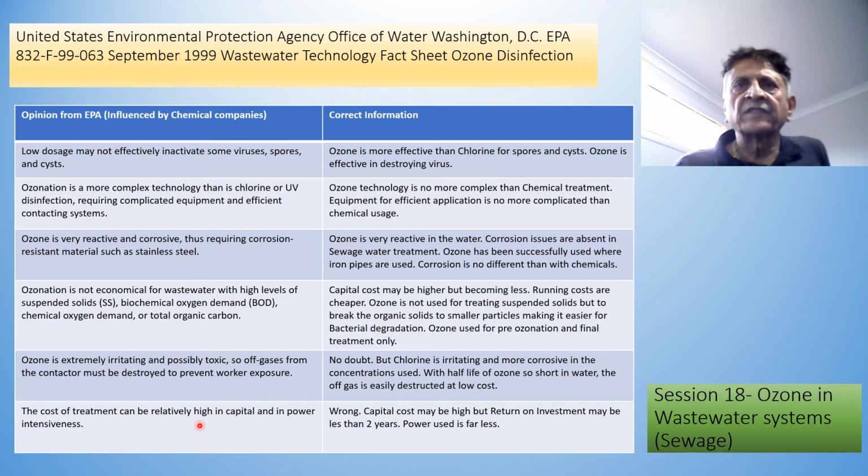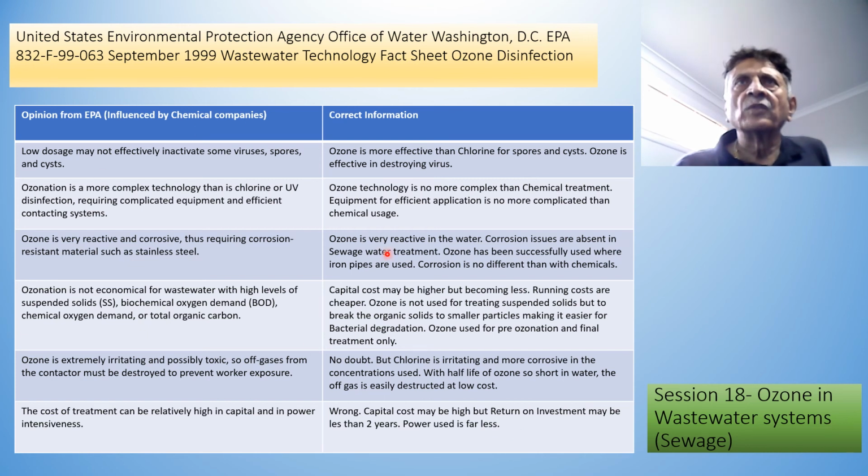The cost of treatment can be relatively high in capital and in power intensiveness. That is not true, because you use the same amount of power for the pumps, same amount of power for the aeration as you would for ozonation. The return of investment may be less than 2 years, and there is much less use of power, because in order to produce ozone in kilos, you will need less amount of energy and cost than you would if you have to buy kilos of chlorine. Hence, I would say that ozone is a much better, preferable option for most treatments than chlorine.